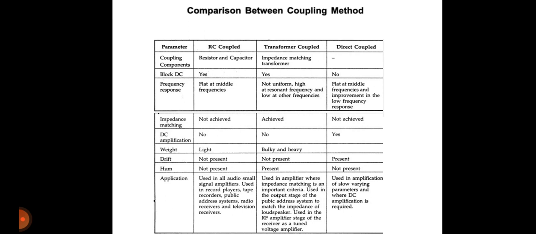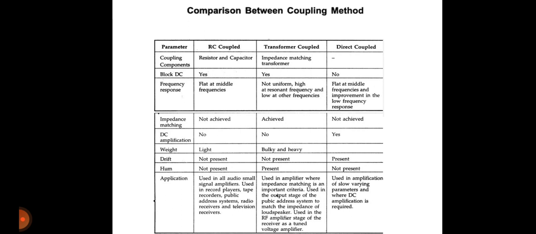Weight: RC coupled amplifier is light, transformer coupled is bulky and heavy, and direct coupled is the least. Drift is not present in RC coupled, not present in transformer coupled. Drift will be there in direct coupled because the Q point depends on the temperature. If temperature changes, the Q point changes. That is known as the drift problem. Hum: not present, present, not present. That means in RC coupled amplifier noise is not present, in transformer coupled noise will be present, in direct coupled noise is not present.